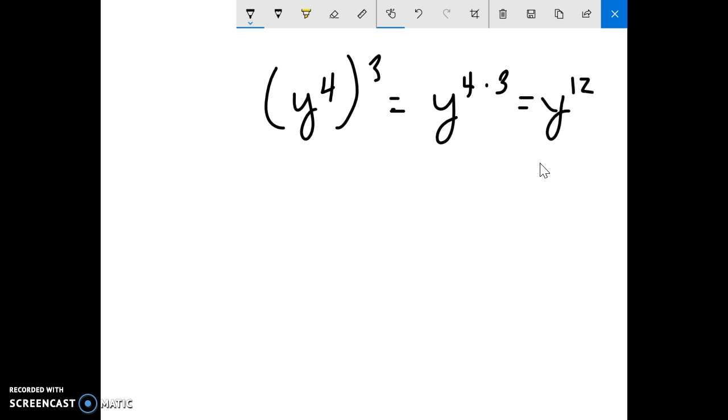So using the caret key, you would have written y caret 12. That's how it looked on your computer.